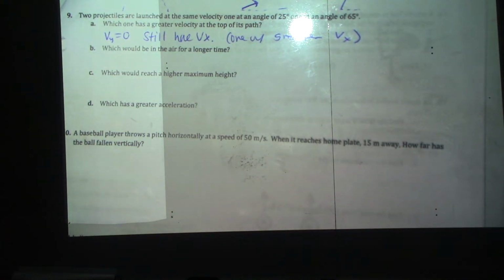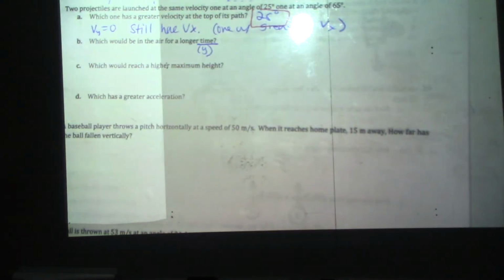X is the sideways part of the motion, and it's constant, so whoever has the greatest vx at the beginning, the one going more in the x direction, has the greatest velocity at the top. This one has the greatest initial y velocity, which is not what I'm thinking of right now. So the answer would be the 25 degree one. This is the 25, and this is the 65, by the way.